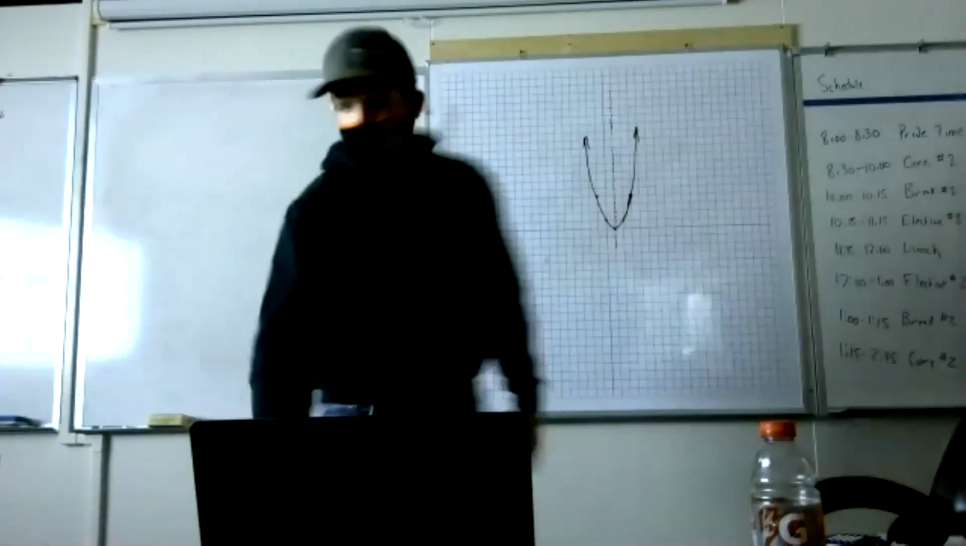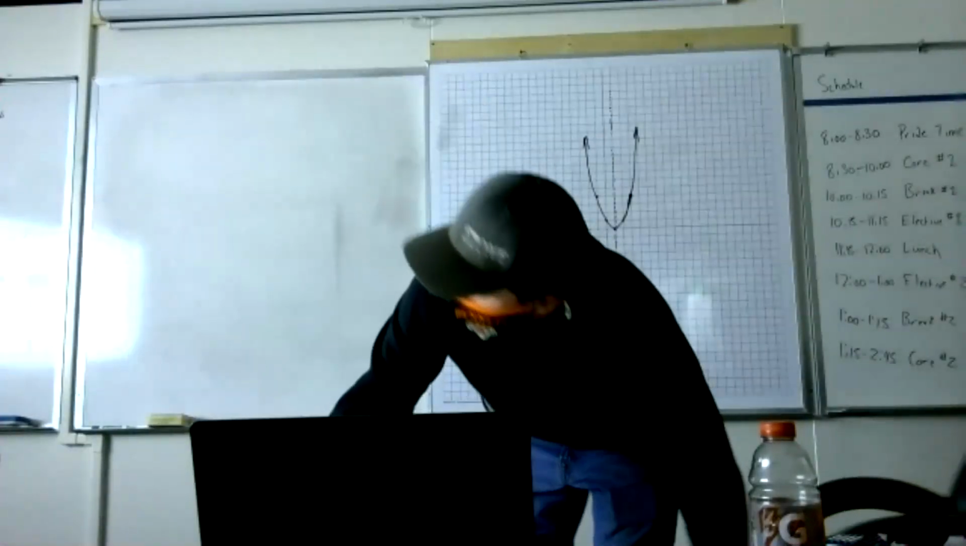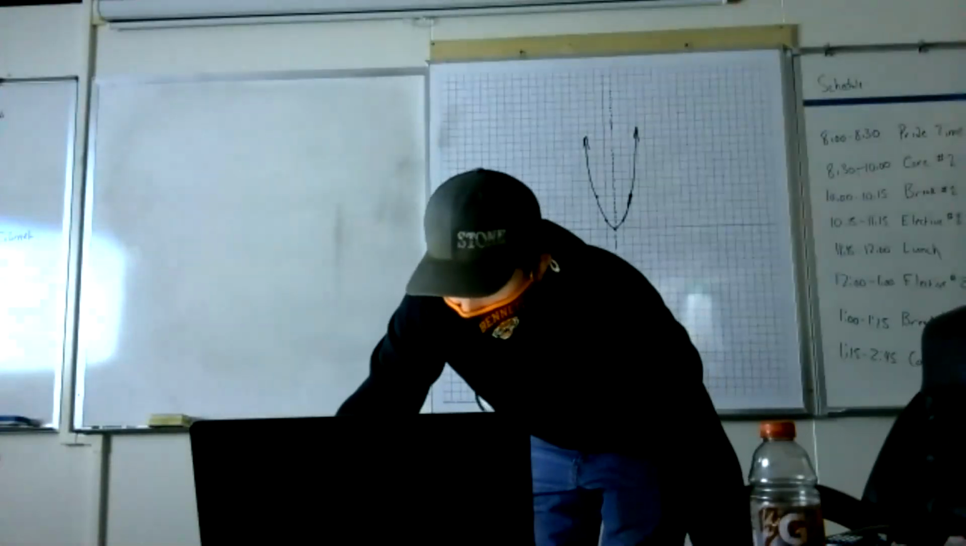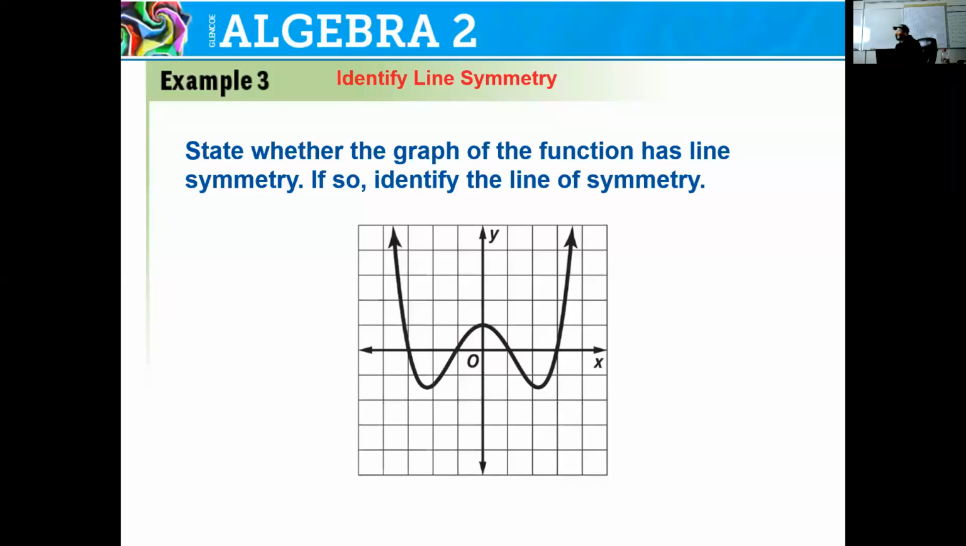Okay, so now let's look at the books example. Here we're given a graph. It looks like it's a quartic function. It has 3 turning points with a positive a value. So it should have line symmetry, but it's a matter of where it is.